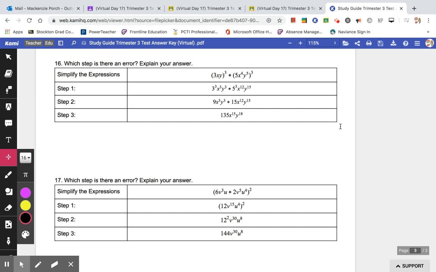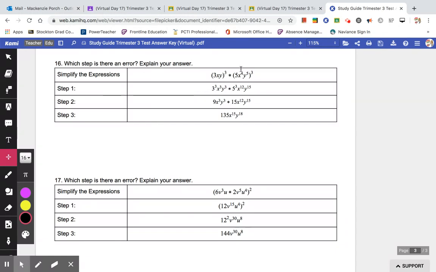Okay, so for our third page of the review packet, these two questions are actually just asking you where the error occurs. So on this side, I'm just showing you how someone solved this problem. They were given this expression, and then this was their work that they showed, and you're trying to find where the error is. So what I would do is just go through step by step.